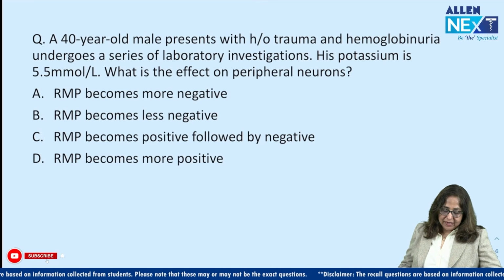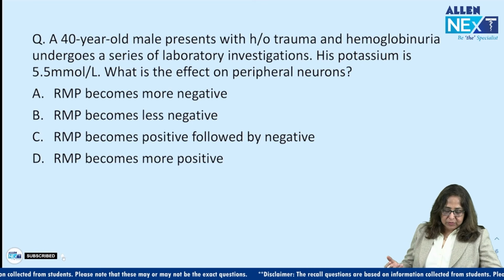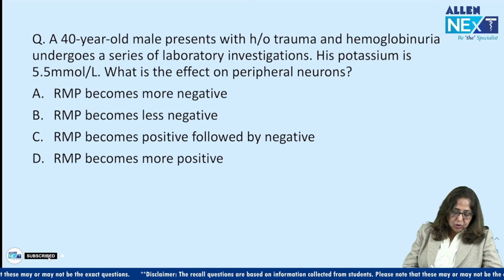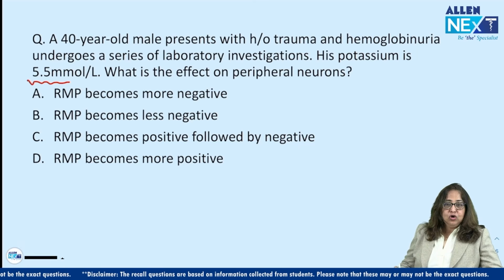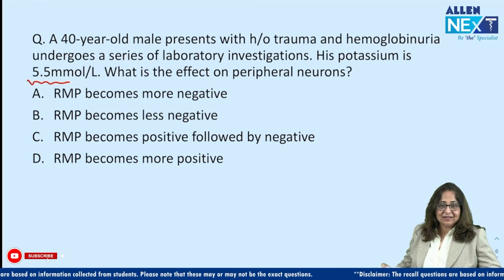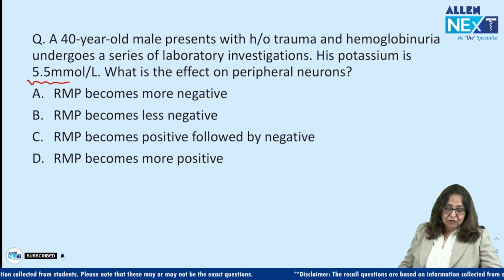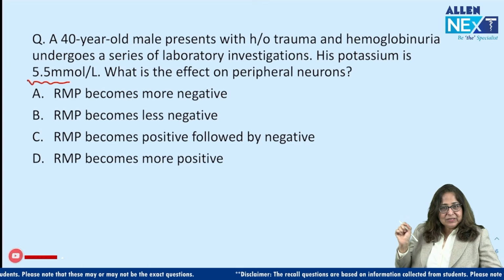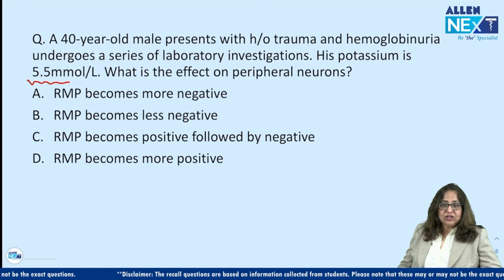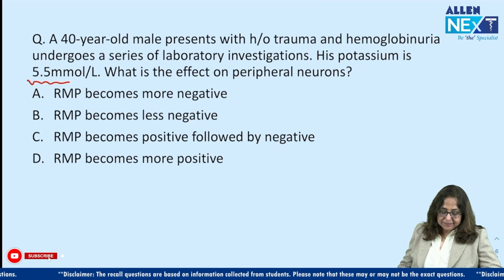A 40-year-old male presents with a history of trauma and hemoglobinuria, and undergoes a series of lab investigations. His potassium is on the higher side. Normal potassium levels are 3.5 to 5 milliequivalents per liter. For univalent ions, millimoles and milliequivalents are the same. What is the effect on peripheral neurons?